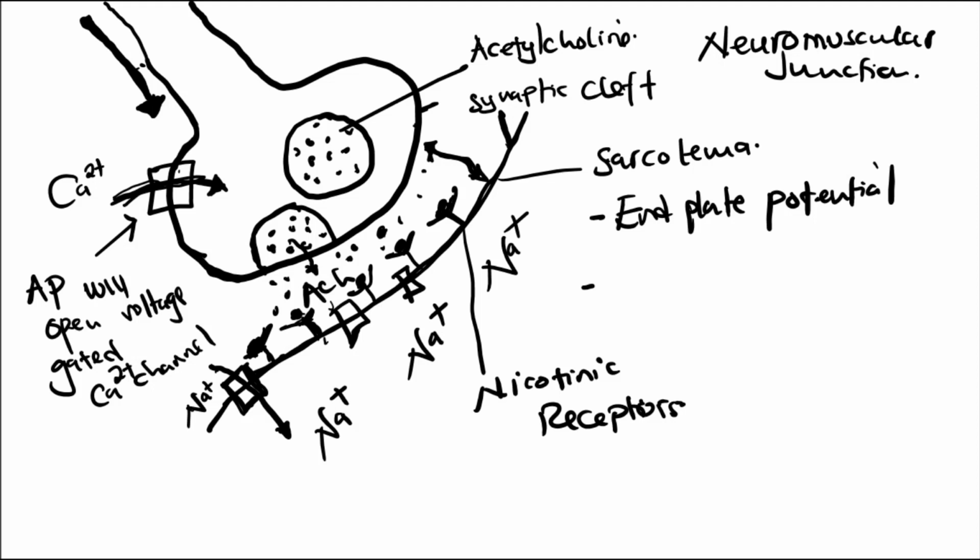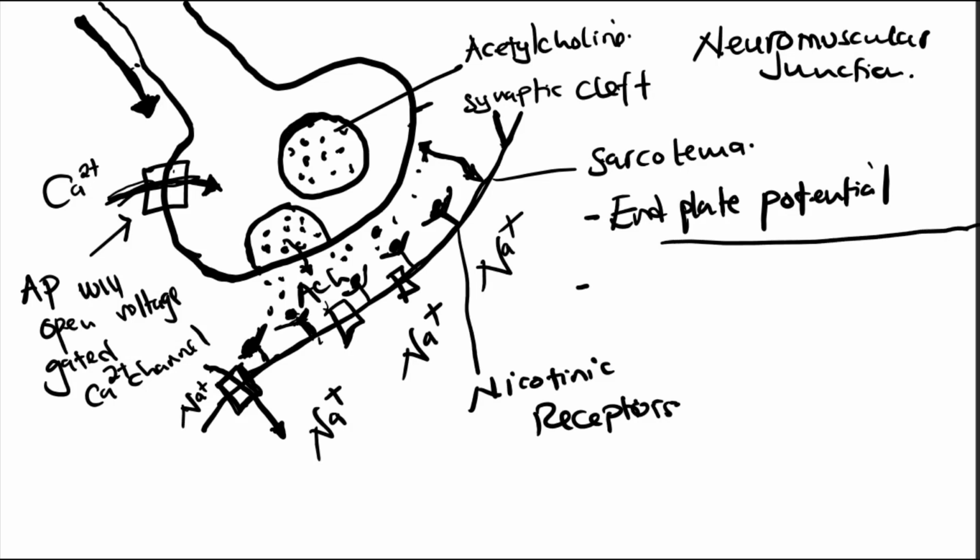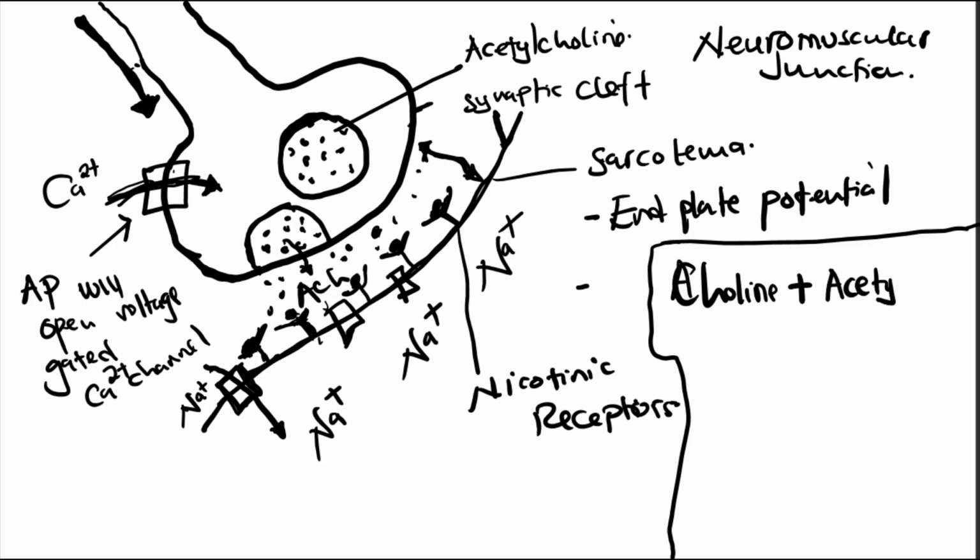All right. Now, how is acetylcholine formed? How is acetylcholine formed so that it can be stored in this vesicle? So acetylcholine, let us draw it from here. Acetylcholine is formed when choline reacts with what we call acetyl coenzyme A.